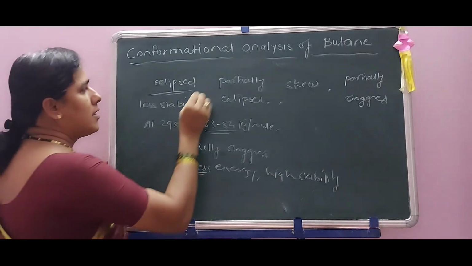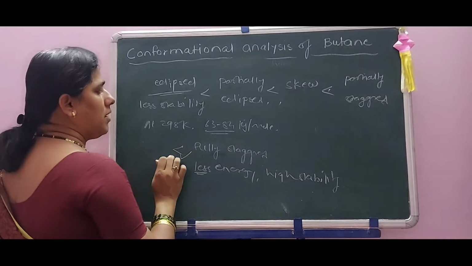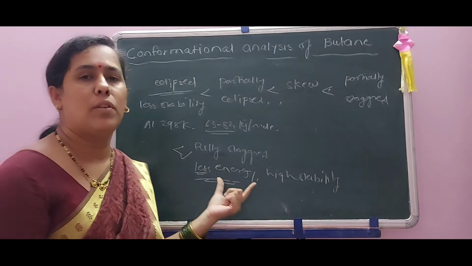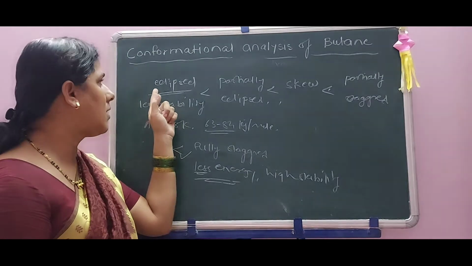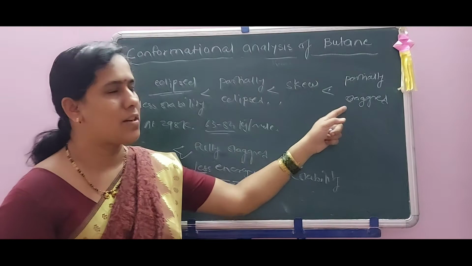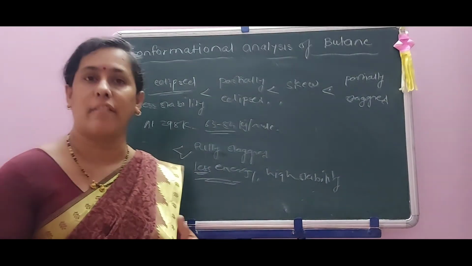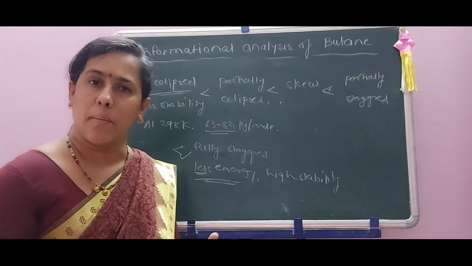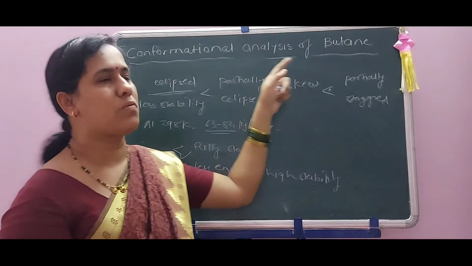The fully stabilized structure is the fully staggered structure. But at 298 Kelvin, all the forms, the eclipsed, partially eclipsed, fully staggered and partially staggered structures, interconvert to each other. Therefore, it is a dynamic equilibrium. Therefore, we can't isolate a separate eclipsed structure as a separate one. Thus, we have explained the conformational analysis of butane.